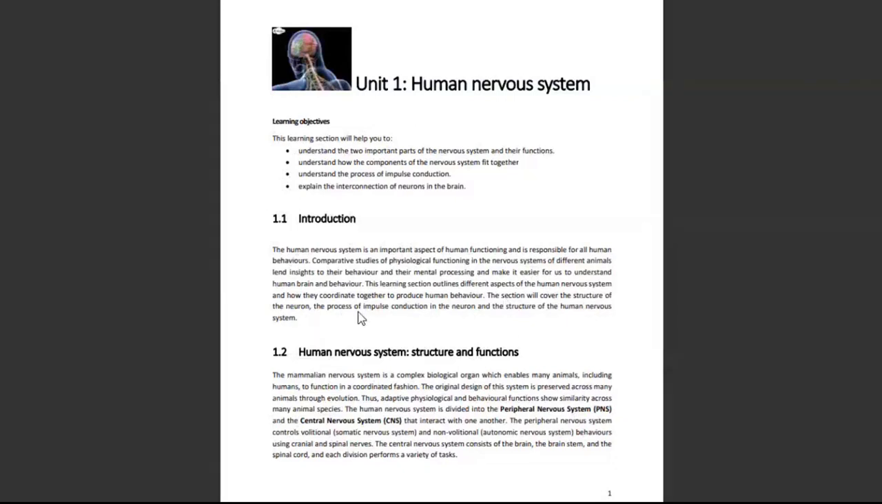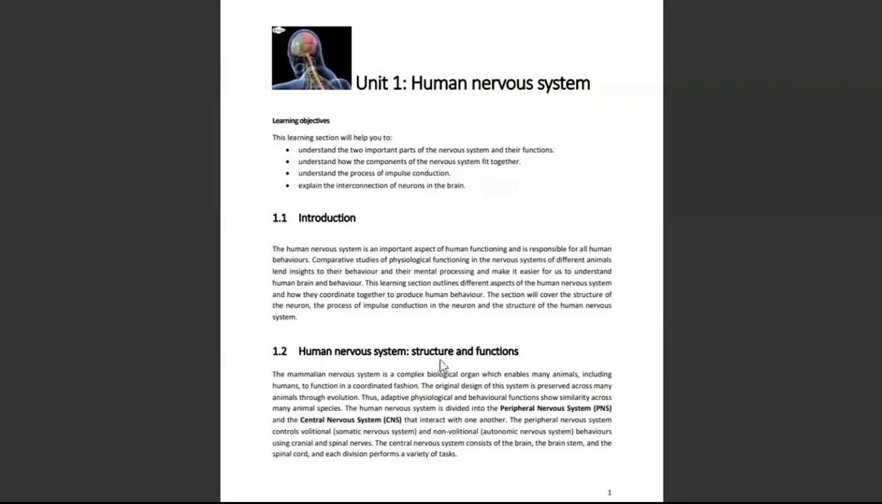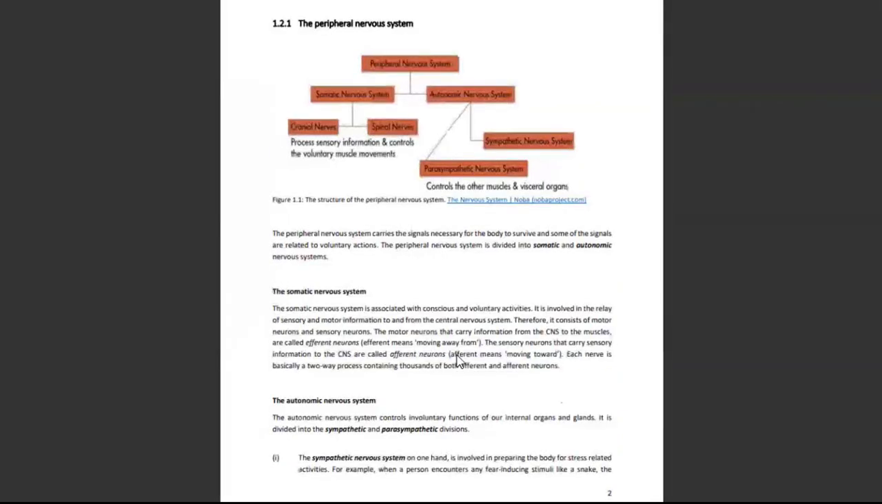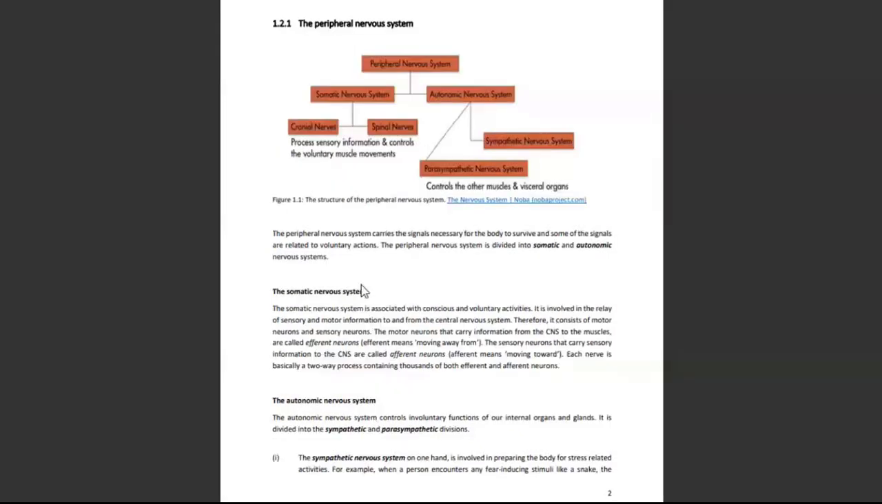This session covers the process of impulse conduction in the neuron and the structure of the nervous system. So this is the structure of the nervous system. Number one, when we say the structure and function, we are talking about the peripheral nervous system, PNS, as well as the central nervous system. They function differently.